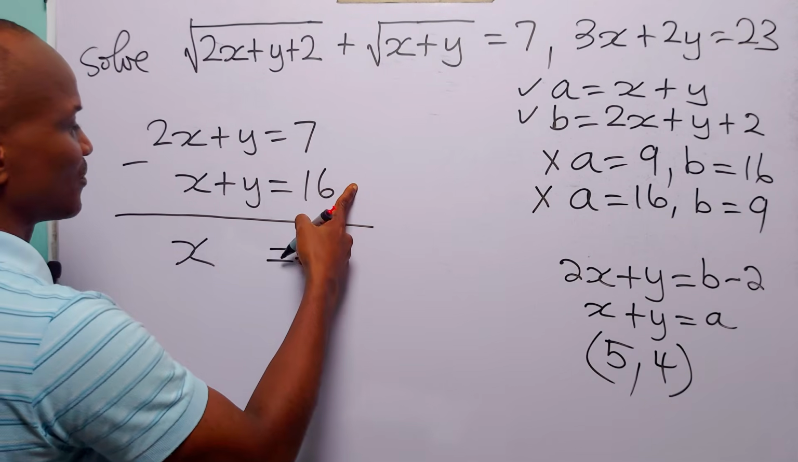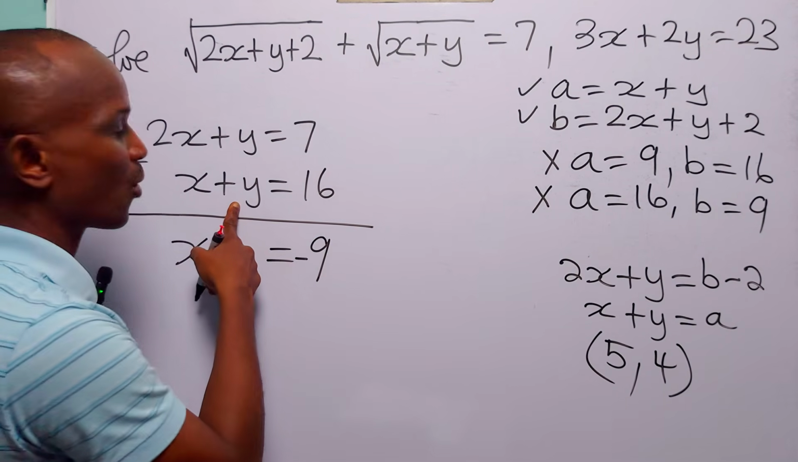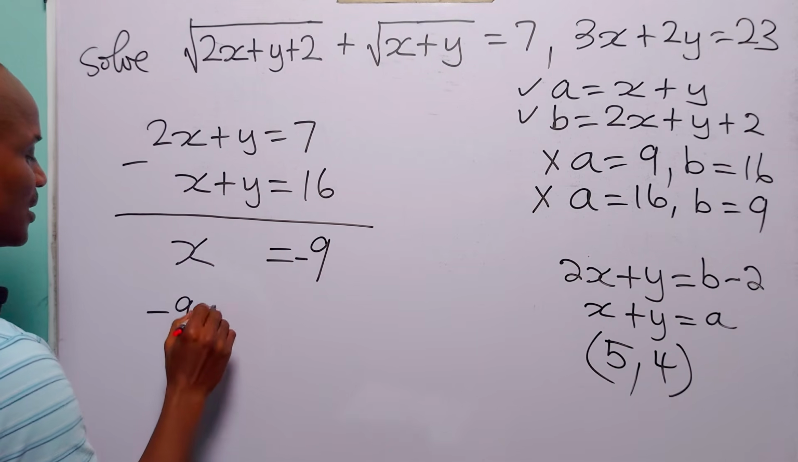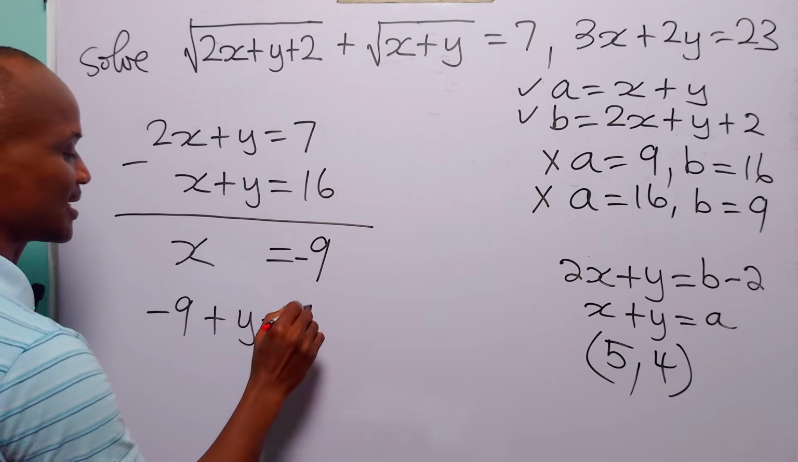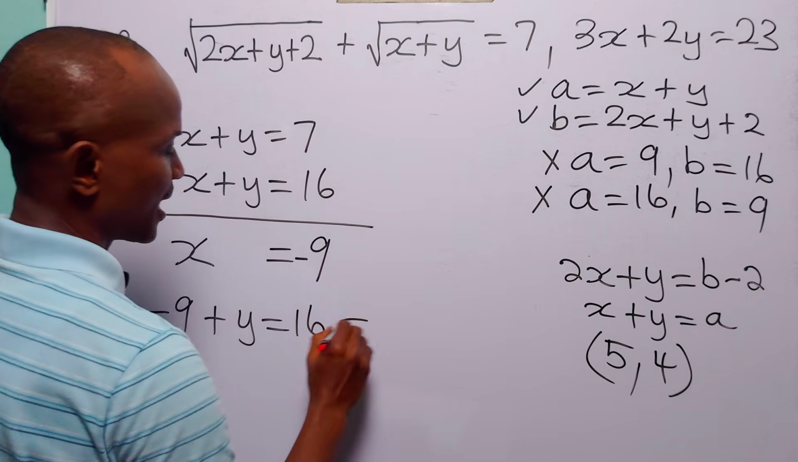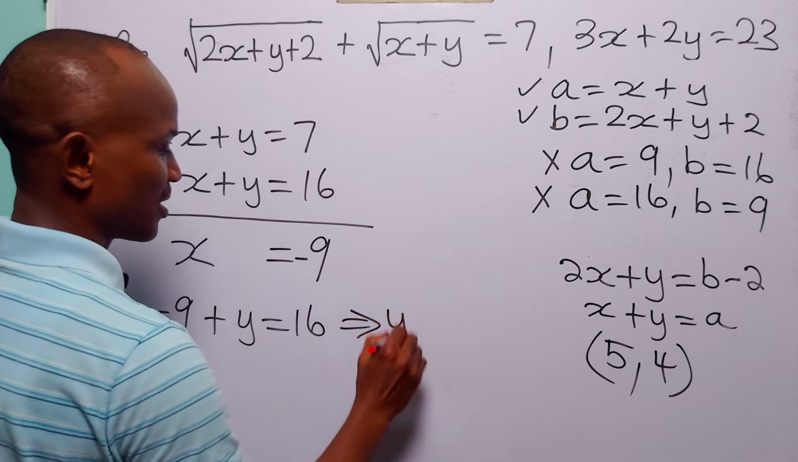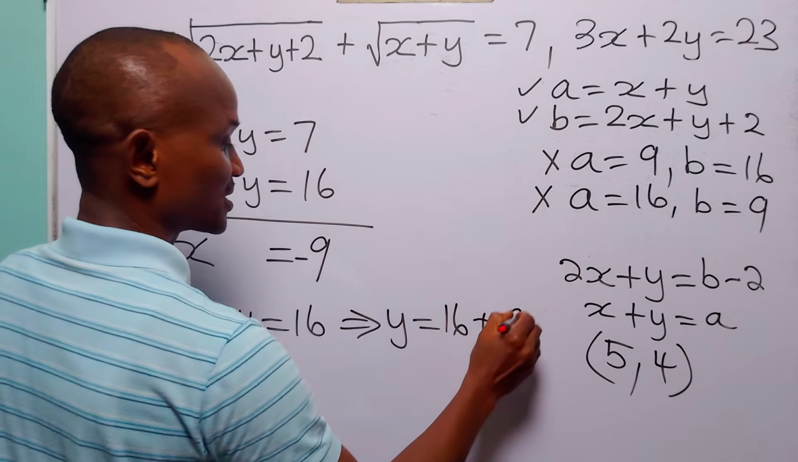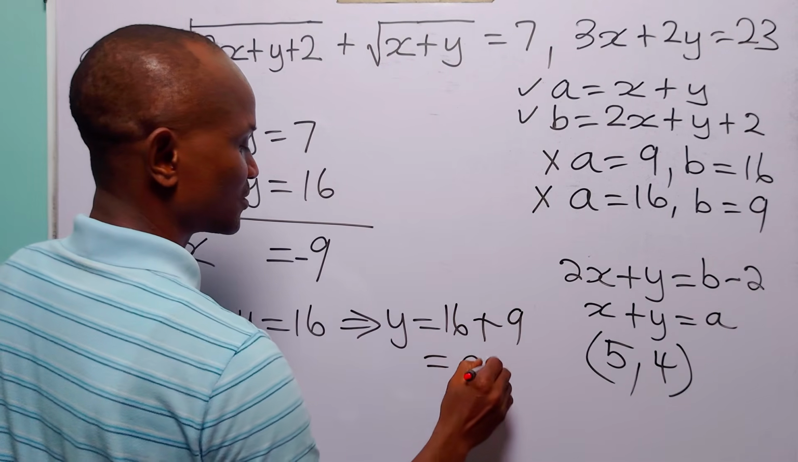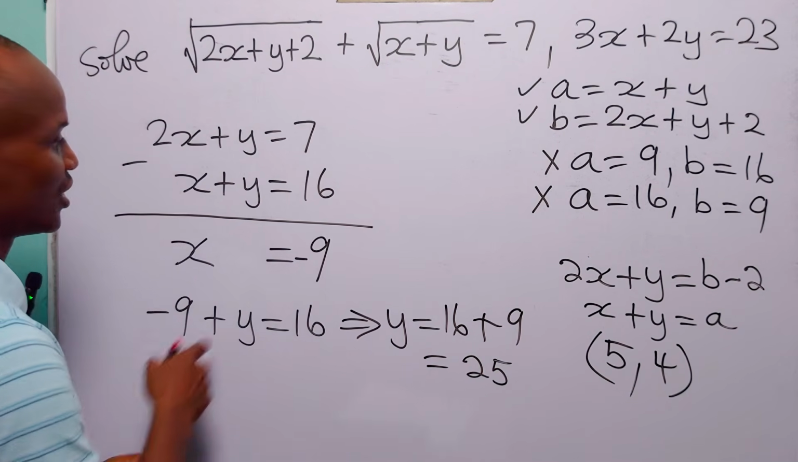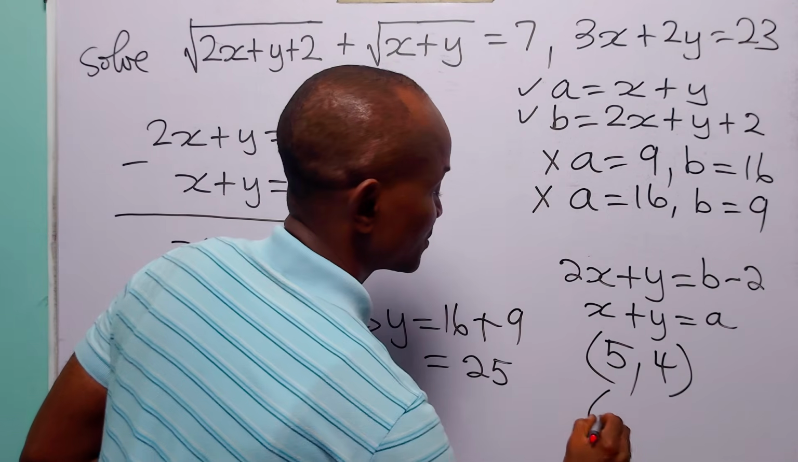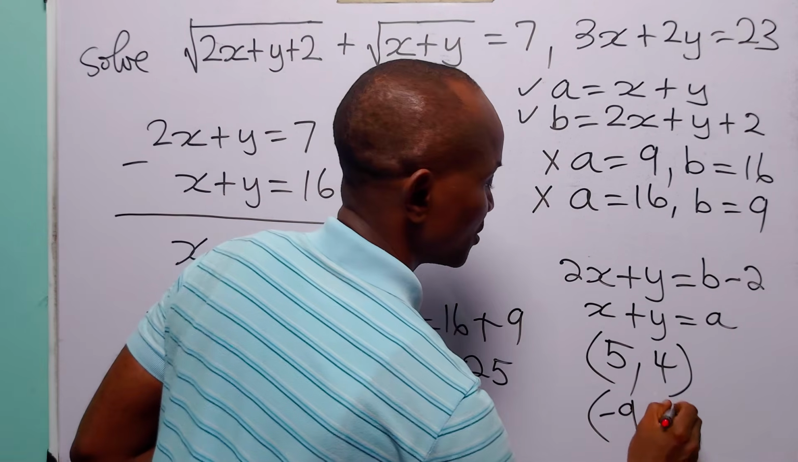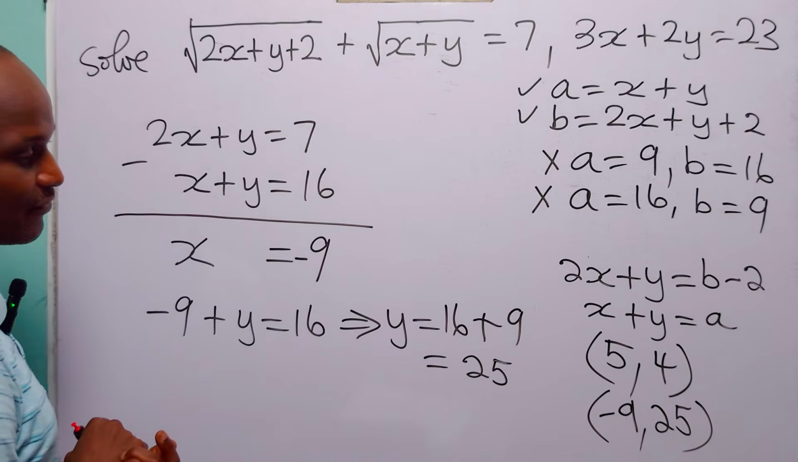Now we go back to this equation to find the value of y. We have that minus 9 plus y is equal to 16. And of course, from here we have that y is equal to 16 plus 9, which is equal to 25. So when x is equal to minus 9, y is equal to 25.